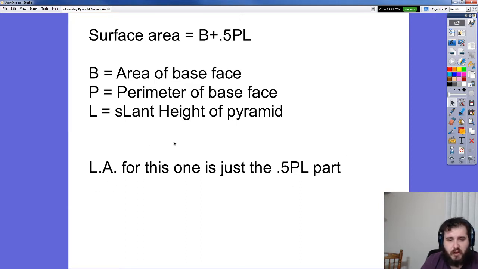And for lateral area, they just want the 1/2 perimeter times slant height calculation. So we're going to do the exact same thing that we did last time, just now instead of BPH, it'll be BPL. The very last problem will involve what happens if you don't have L, what happens if they give you something else. How do you find that out? Well, I'm going to show you.